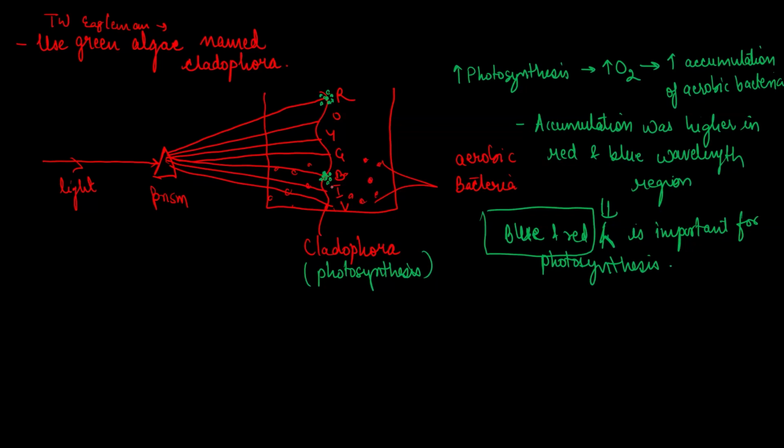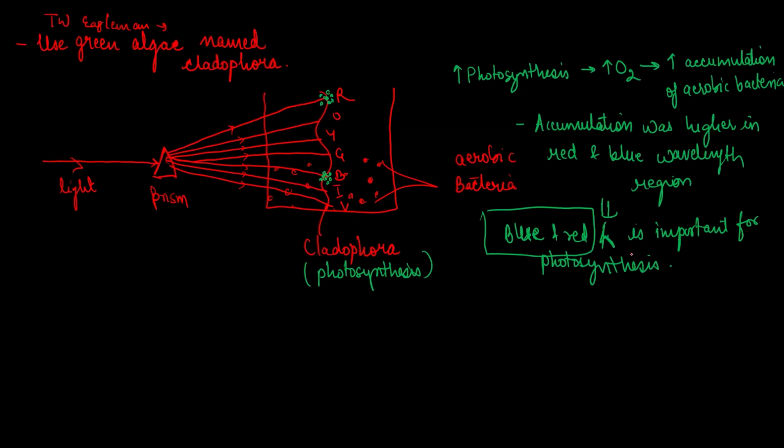What he observed is that after some time, when light of different wavelengths fell onto the different regions of this Cladophora, there was accumulation of the aerobic bacteria in certain regions. And what were those regions? These are represented by these green dots here. These are the regions in the Cladophora where light of a wavelength corresponding to the blue ray and red ray falls. So from this, he concluded that the blue and red wavelengths of light are important for photosynthesis.